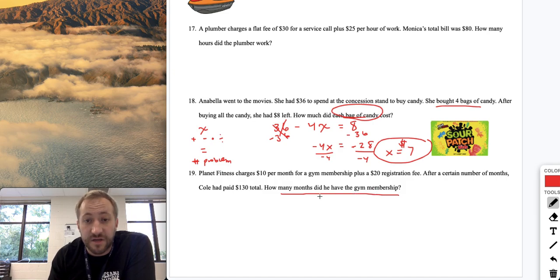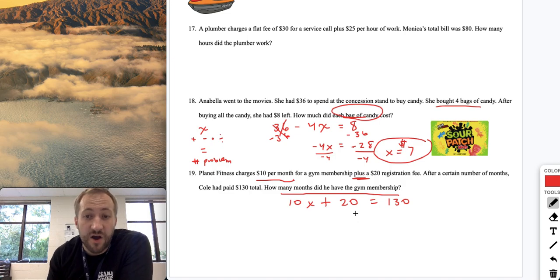So is X going to go with the 10 over here? Or is it going to go with the $20 registration fee? How many months? It looks like it's $10 per month. I'm going to put the X with that, 10X. Plus a $20 registration fee. This plus is such a great keyword. Literally plus, plus $20 registration fee equals the total amount, $130 total.